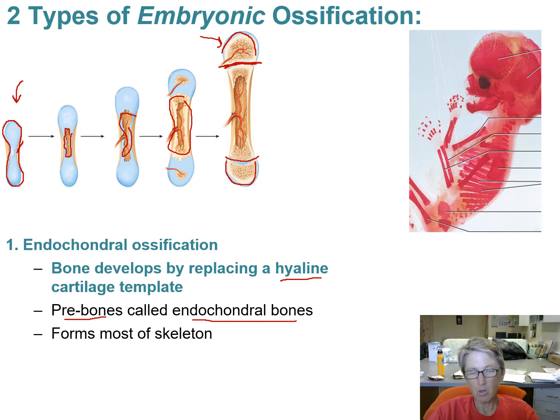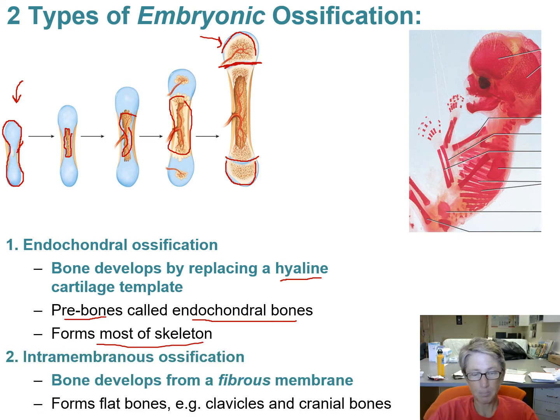Endochondral ossification is used to form most of the bones of your skeleton. And then with intramembranous ossification, your bone develops from a fibrous membrane. And we looked at the flat bones, so you form these flat bones of the skull using intramembranous ossification.